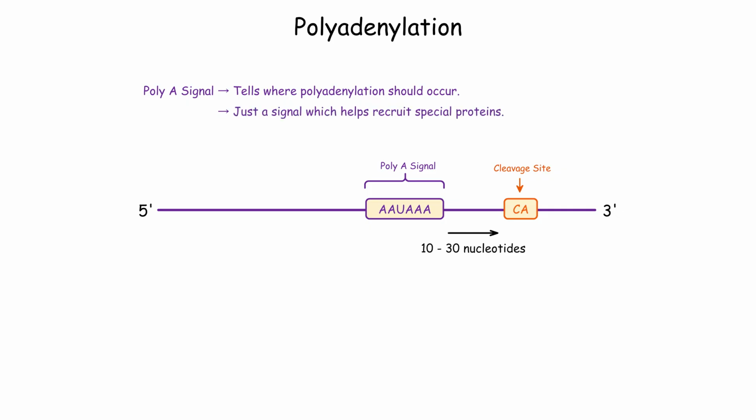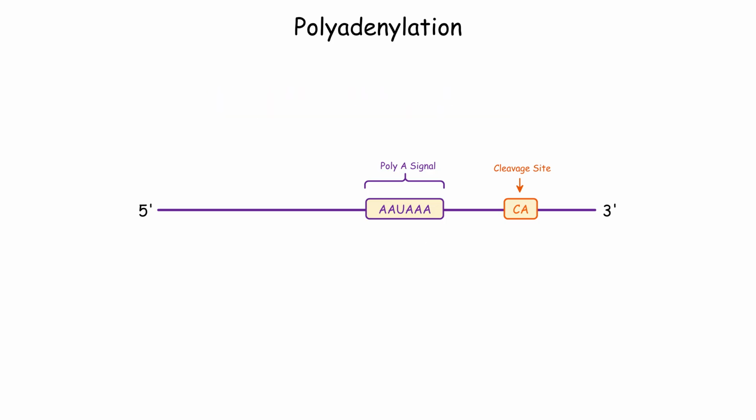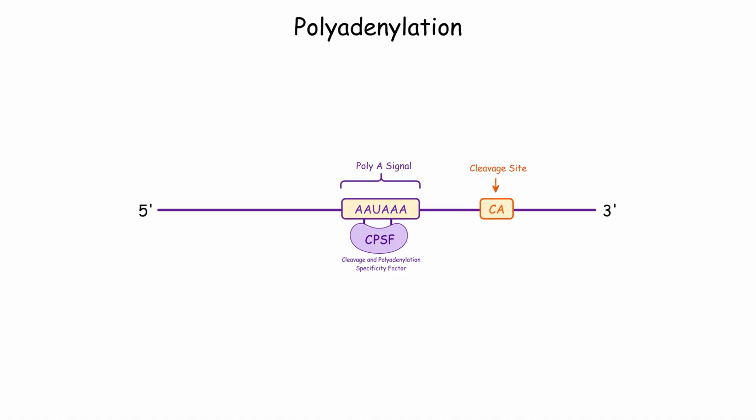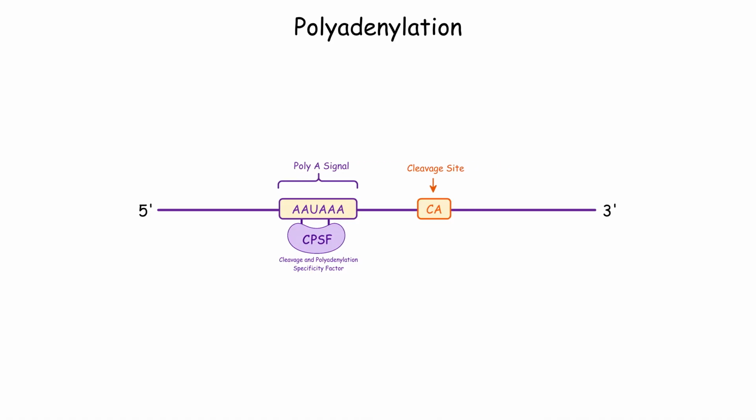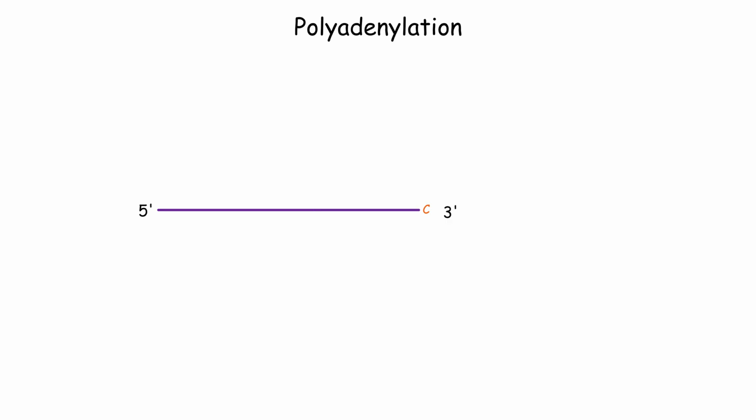Remember that this is just a signal which helps recruit special proteins that prepare the RNA for cleavage and poly-A tail addition. One major protein complex called CPSF, which stands for Cleavage and Polyadenylation Specificity Factor, binds to the AAUAAA sequence. Another protein called CSTF binds to a GU-rich region located slightly downstream. Together, these proteins position the RNA correctly for cleavage. Then the pre-mRNA is cut. After cleavage, the newly created 3' end becomes the site where the poly-A tail will be added.